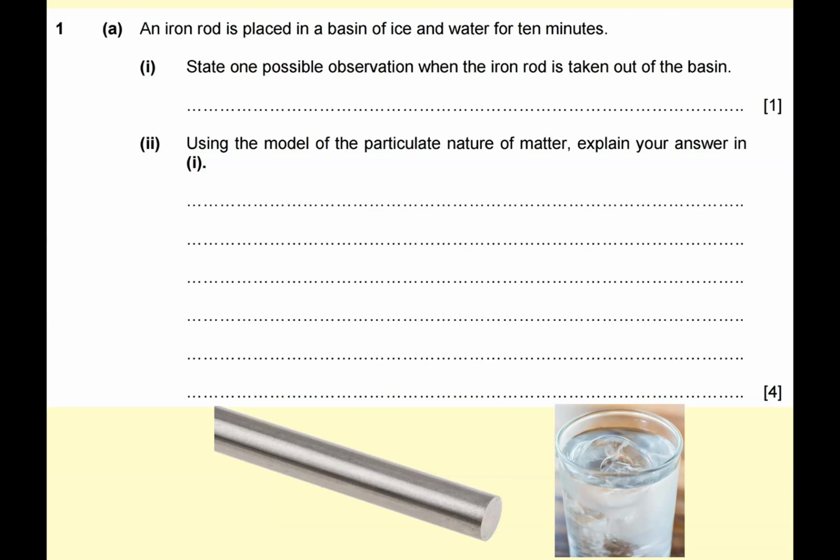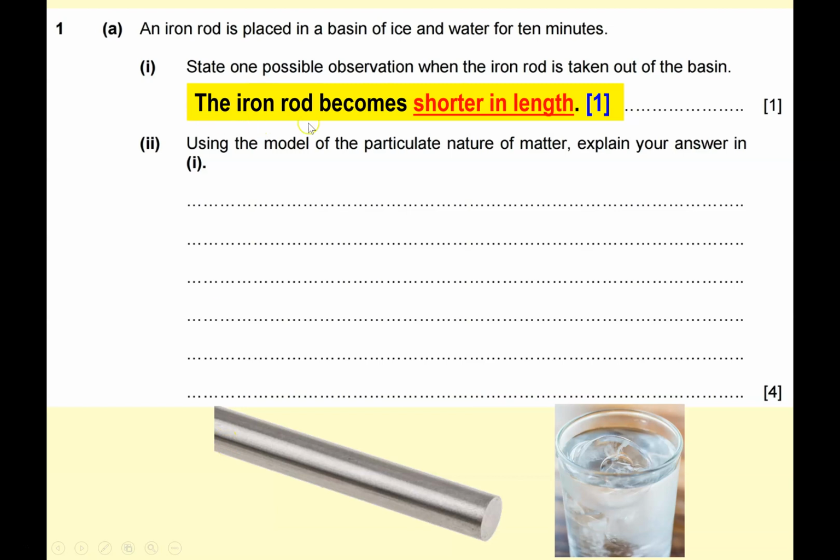Question 1a. An iron rod is placed into a cup or a basin of ice and water for 10 minutes. State one possible observation. The iron rod becomes shorter in length, or it contracts when placed in cold water.